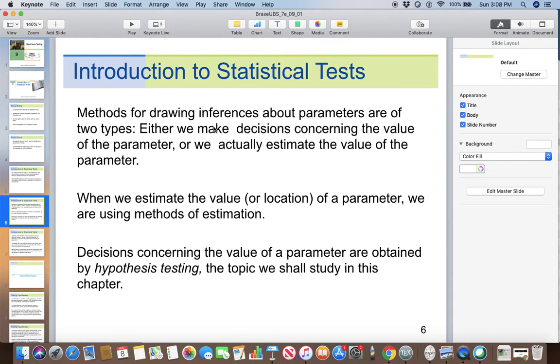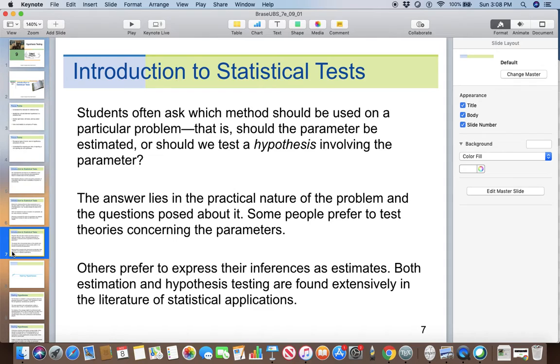Now, methods of drawing inferences about parameters are of two types. Either we make decisions concerning the value of the parameter, or we actually estimate the value of the parameter. When we estimate the value or location of a parameter, we are using methods of estimation. Decisions concerning the value of a parameter are obtained by hypothesis testing, the topic we will study in this chapter.